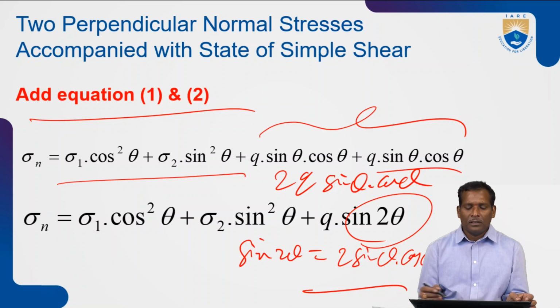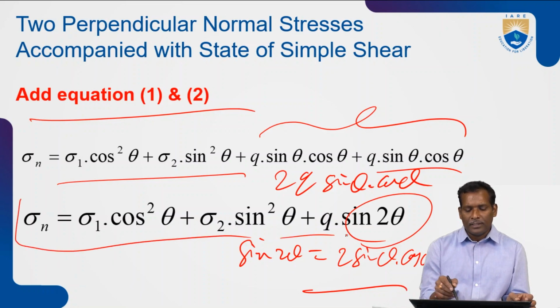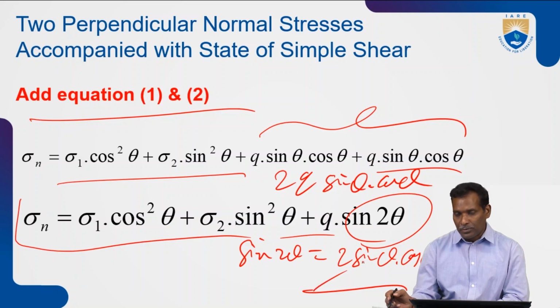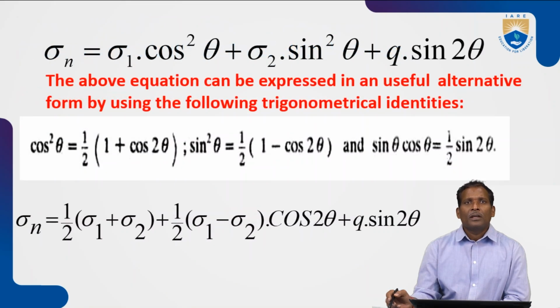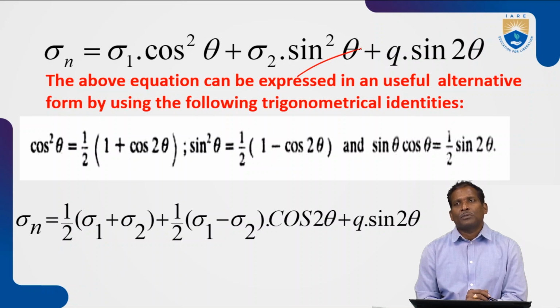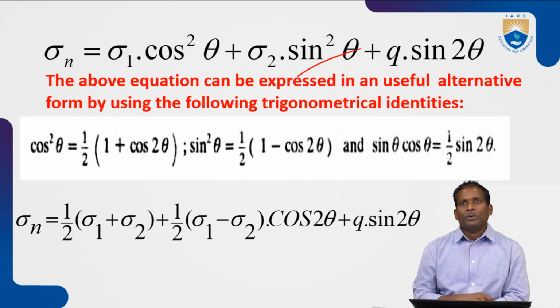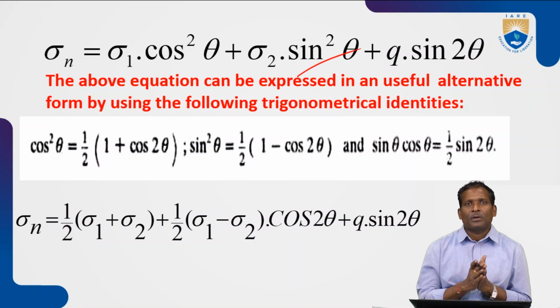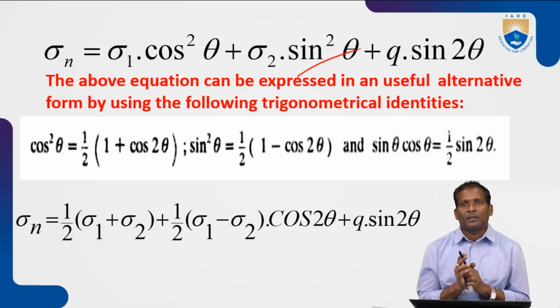So here the equation is written like this by using this sin 2 theta form. Now finally we have the equation sigma 1 cos square theta plus sigma 2 sin square theta plus q sin 2 theta. The above equation can be expressed in a useful alternative form by using the following trigonometrical identities.